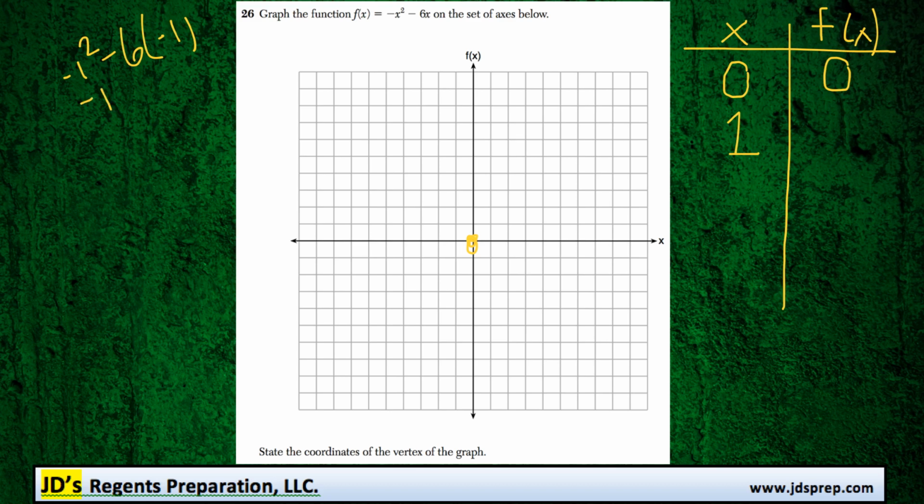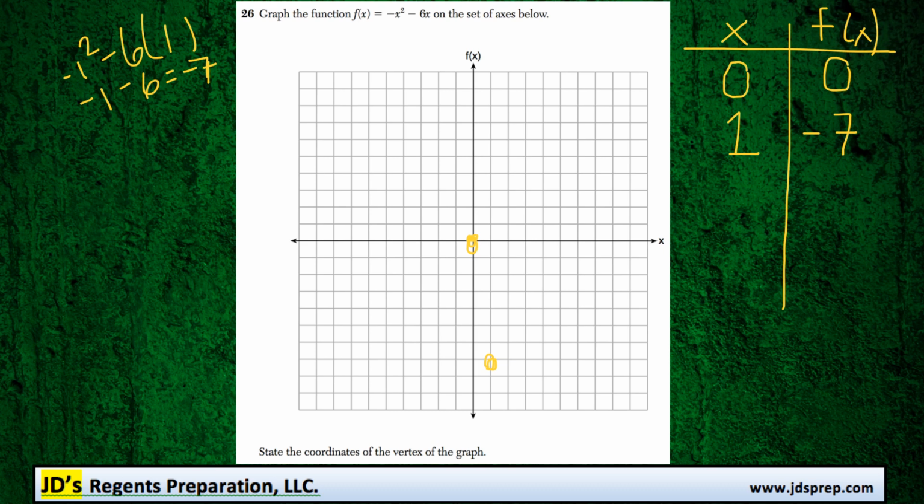Oops, sorry, I just realized I made a mistake. Should not be negative 1 there. That should be positive 1, because that's our value of x. So negative 1 minus 6 gets us negative 7. So when x is 1, f of x is negative 7. 2, 3, 4, 5, 6, 7. So that's this point here.